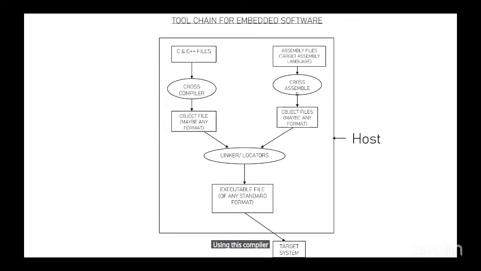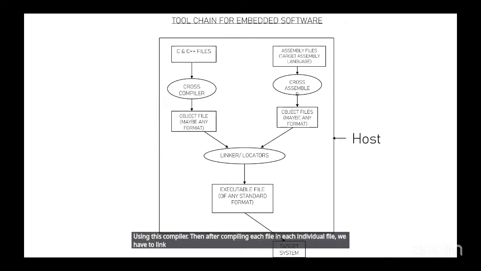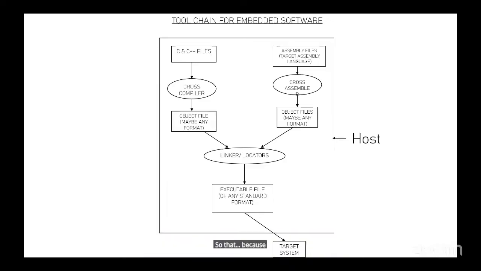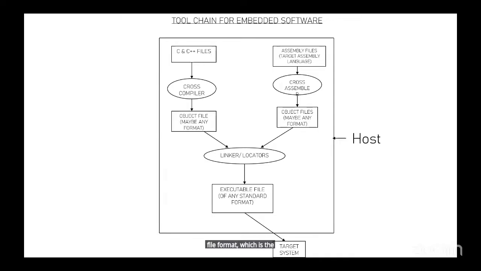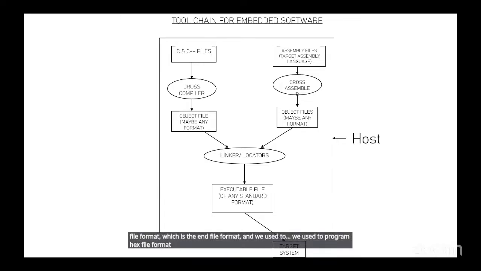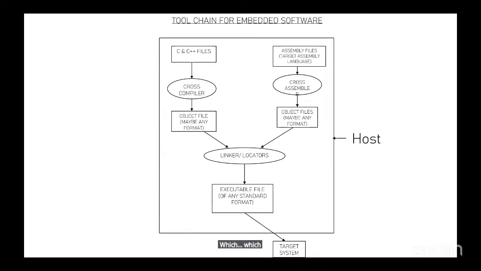Then after compiling each individual file, the toolchain has to link all the files through the linker. Because in a microcontroller we can't program each individual file, we have to program a single file format, which is the end file format. And we program the hex file format into the microcontroller, which has the hex codes or opcodes in it.